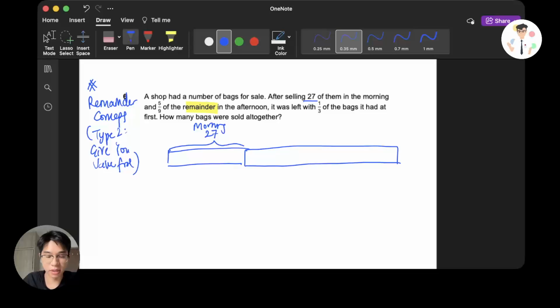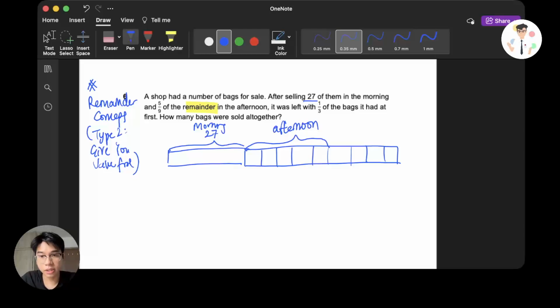This is my remainder. And out of this remainder, which is 9 units, I actually sell 5 units in the afternoon. So I cut into 9. So this is 9. Now I have 5 in the afternoon. So let me just draw 1, 2, 3, 4, 5. This is the afternoon.